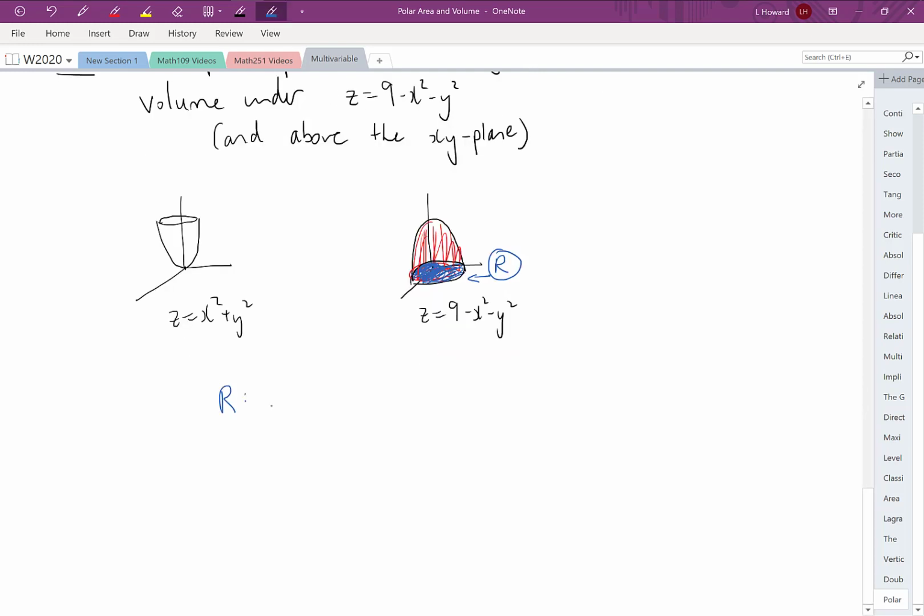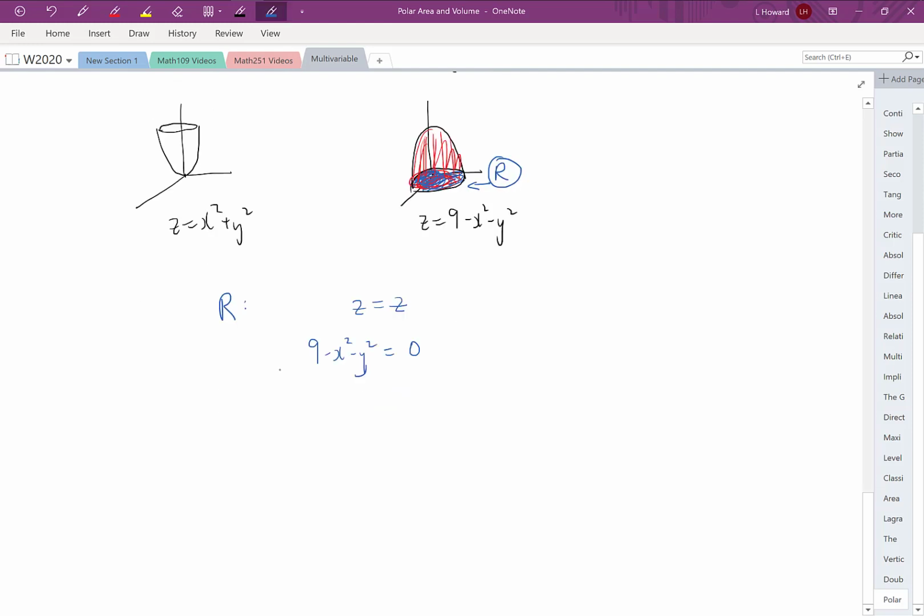So to think about our region R, what we're actually going to do is think about the intersection of the paraboloid with the xy plane. So we're going to say z equals z. Formula for the paraboloid is z equal 9 minus x squared minus y squared. And formula for the xy plane is z equals 0. So by setting z equals z, what we're finding is the projection of that volume onto the xy plane.